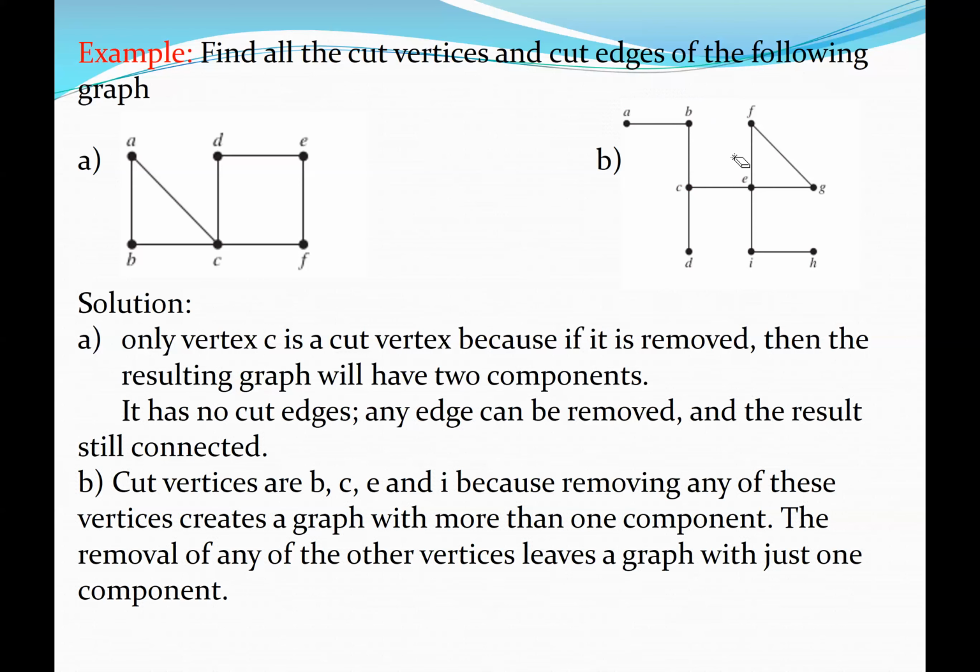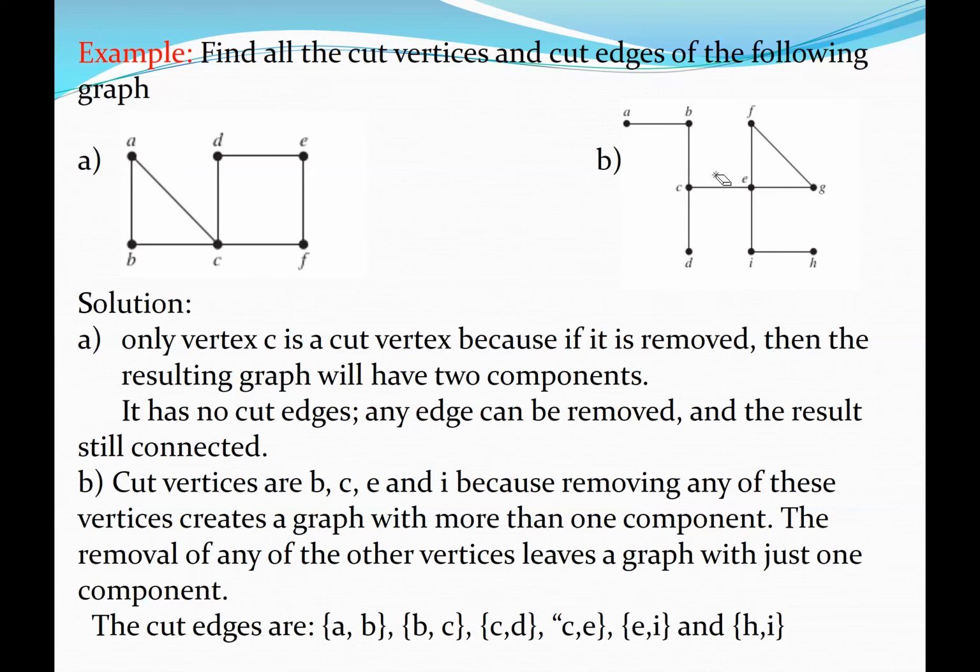All right. Now, how about cut edges? If you remove edge AB, you do create two components. If you remove BC, you also create two components. You remove CE, you also create two components. You remove CD, you still create two components. So there's quite a number of cut edges in graph B compared to graph A. Okay, so AB, BC, CD, CE, EI, and HI are the cut edges.